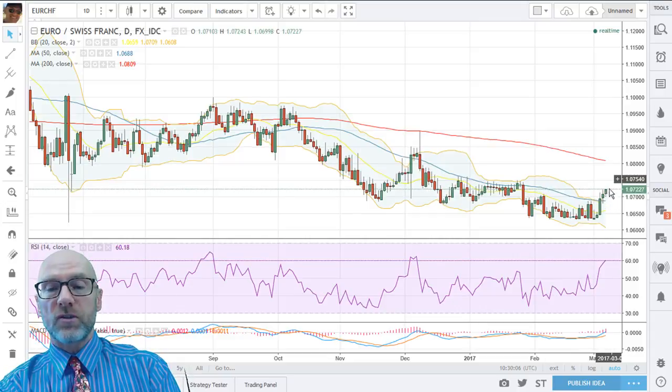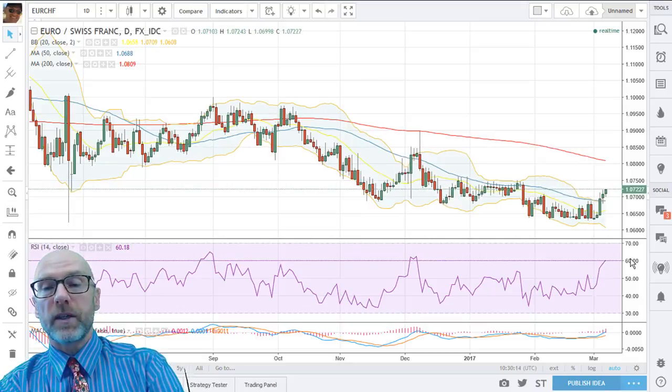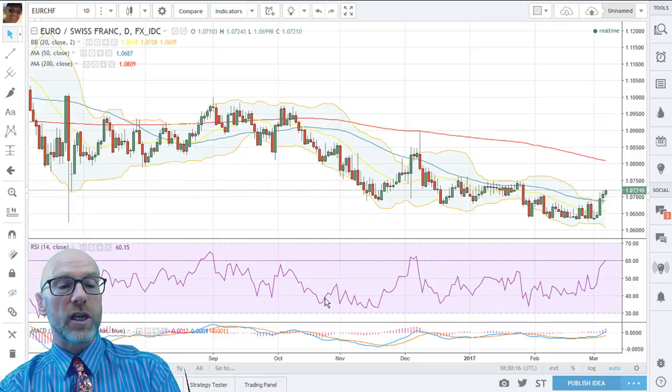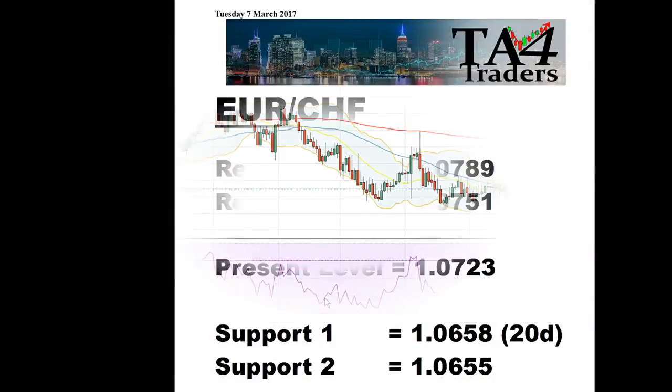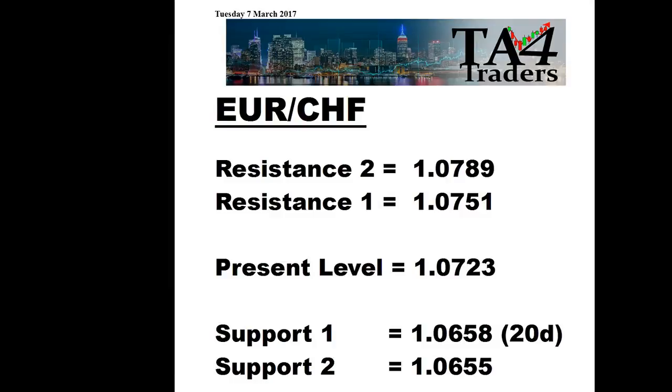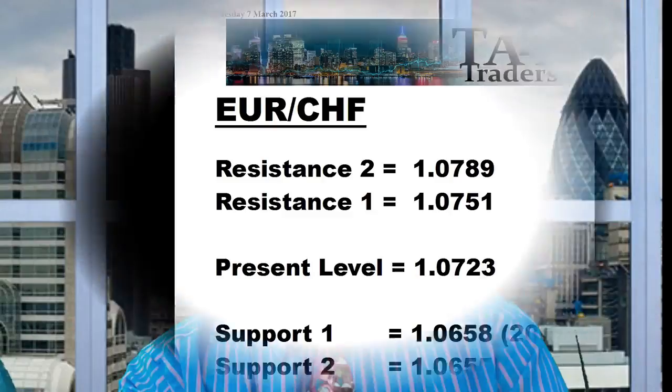With the RSI showing positive momentum and very solid above 60, you would expect the move to continue to the upside. On the support resistance levels, got resistance at 107.51 and 107.89, with the support coming in at 106.58 on the 20-day moving average, and then the second support at the 106.55 level.